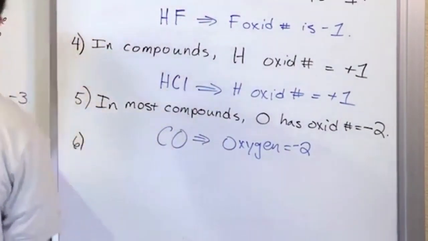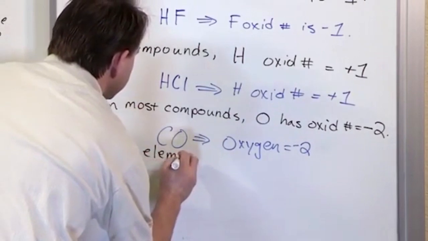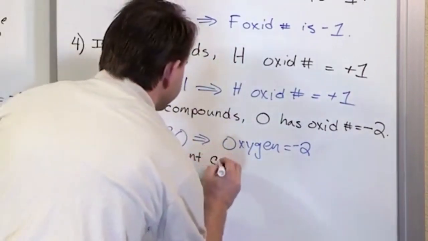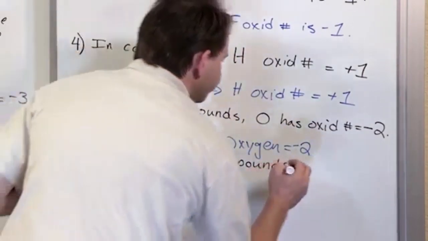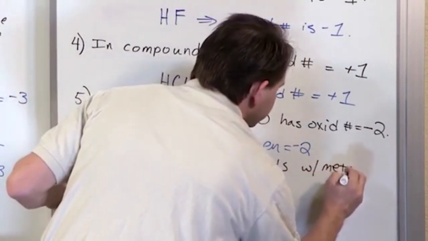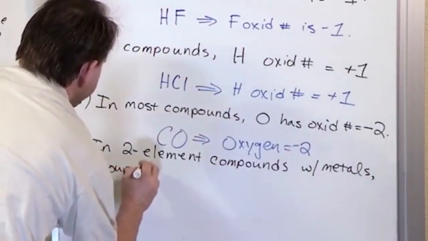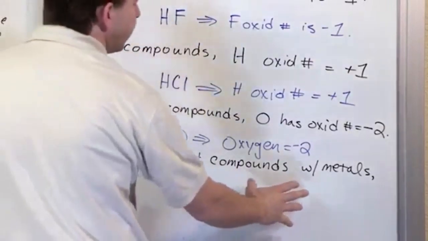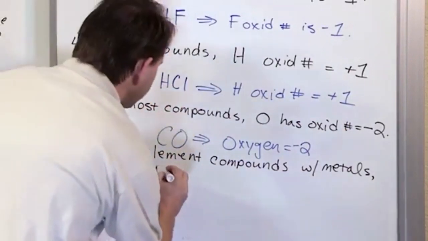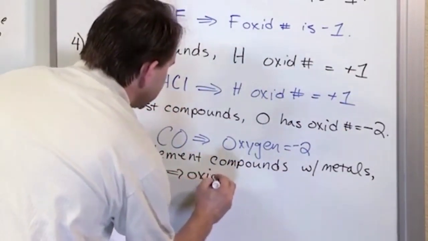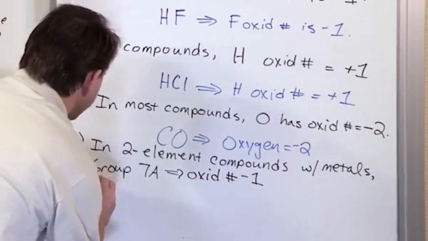Rule 6. In 2-element compounds with metals, group 7A elements, those are the ones nearest the noble gases, have an oxidation number of -1.